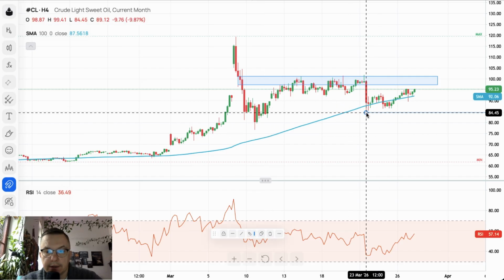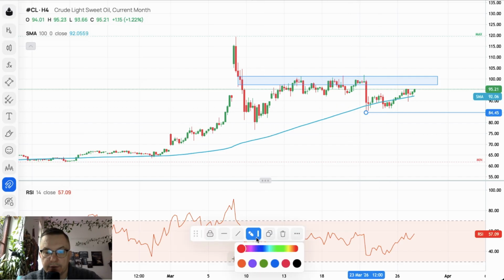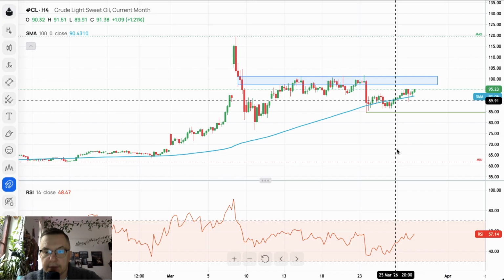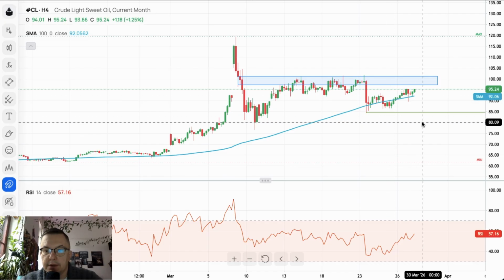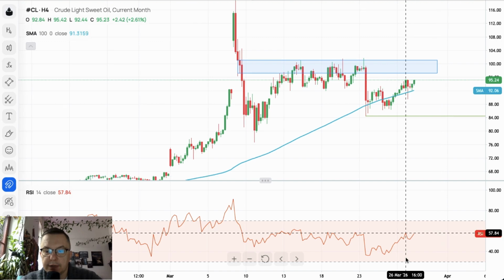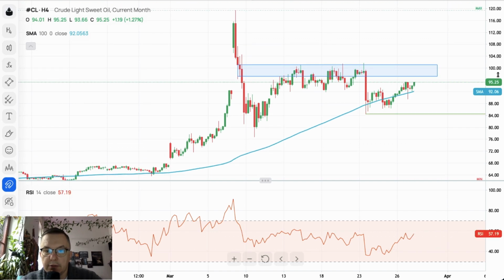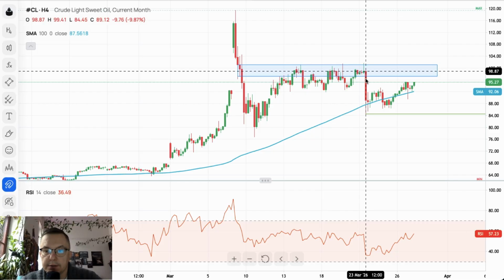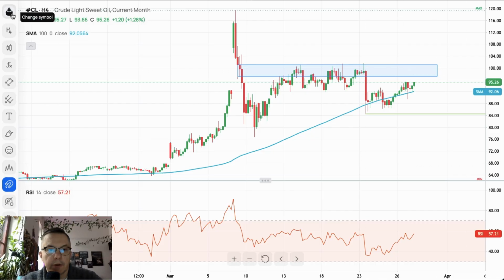So local technical support 84.45. Nevertheless, that situation here still looks quite bullish. With that kind of momentum, 57 points, we might see way stronger movements quite soon on crude oil.